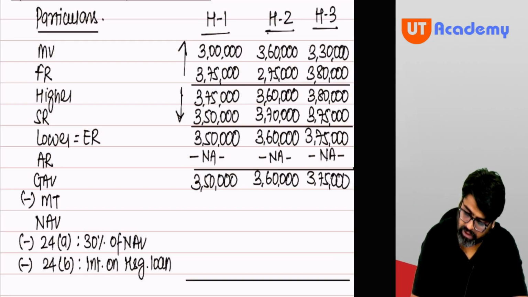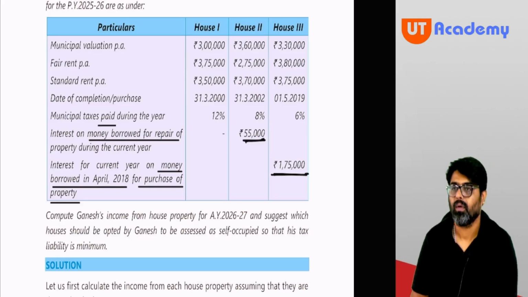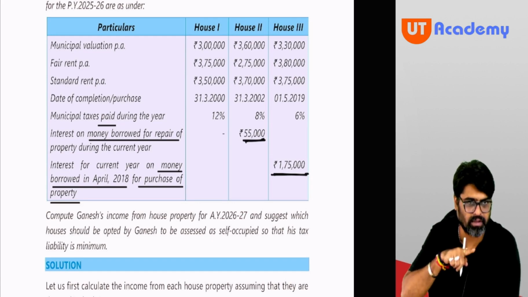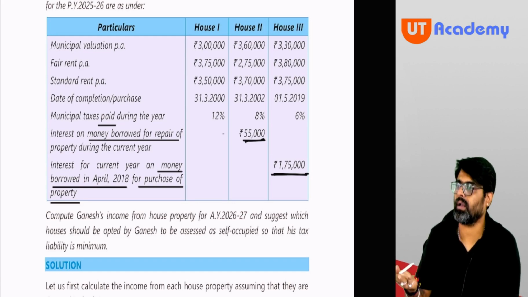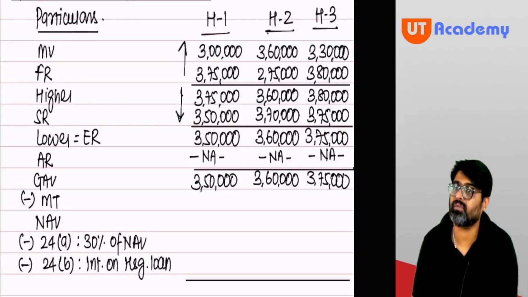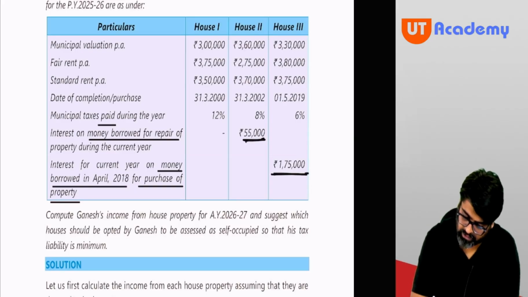Okay. Now see, they are saying that municipal taxes are paid during the year. Who might have paid? Tenant would have paid. Are they telling you that it is paid by tenant? Then definitely it would have been paid by the assessee. Yes or no? How much? 12% of 3 lakhs will be 36,000, paid in this year, will be allowed in this year. 8% of 3 lakh 60.